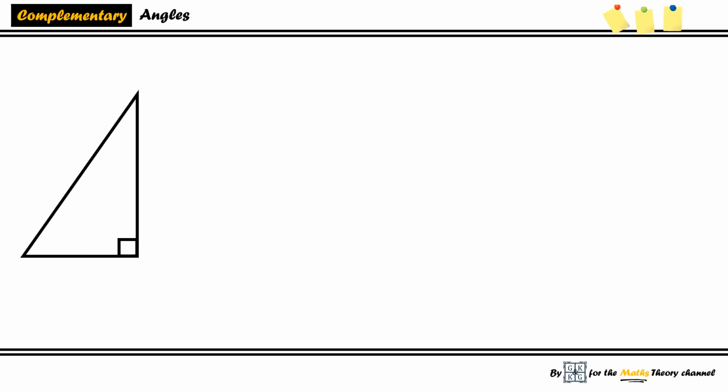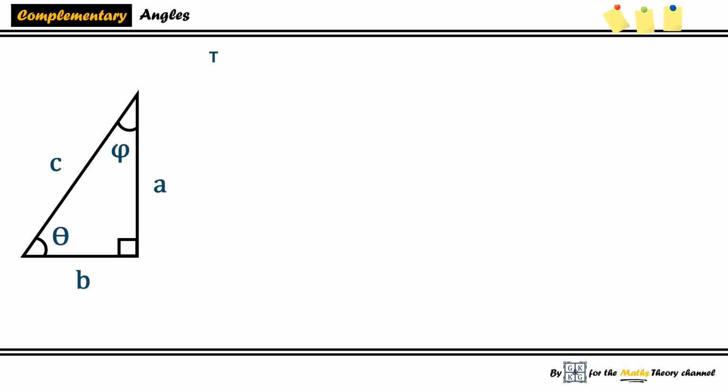Okay, so let's start with our right angle triangle. And as you know, a right angle triangle has a 90-degree angle to it. Let's have our triangle with sides A, B, and C. The other two angles in this triangle, let's call them theta and phi.